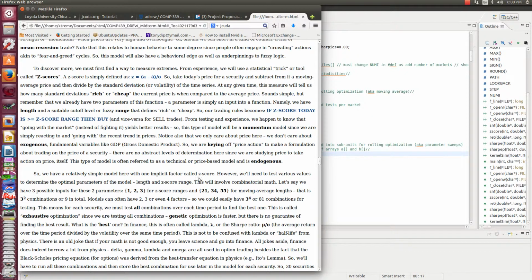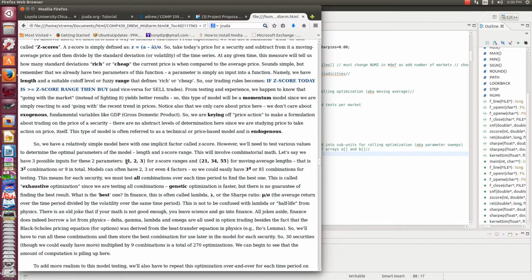But so things like lambda and omega and gamma, we have all those things too. Basically, we're trying to maximize the risk-adjusted return. So your average return divided by your standard deviation or volatility, that is the Sharpe ratio or lambda. So that will be our optimization rule, and we're going to do exhaustive optimization. You see these two sets of arrays or parameters. We'll have to combine these, basically 9 combinations there.